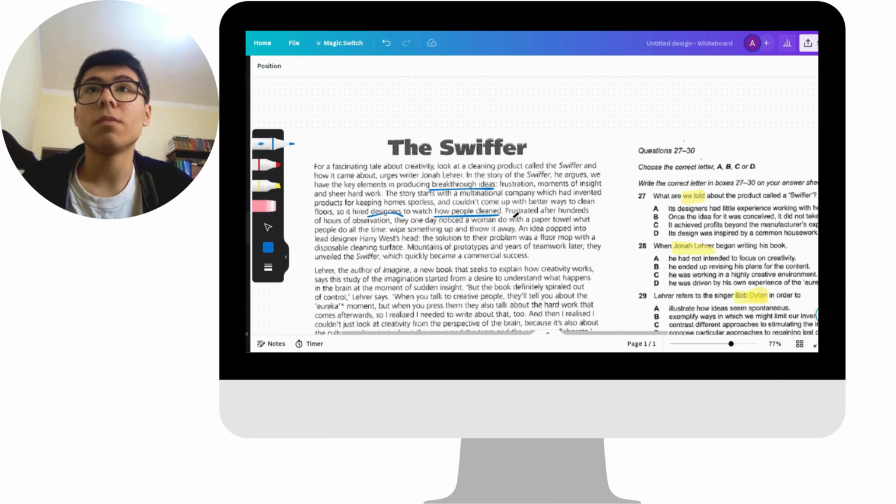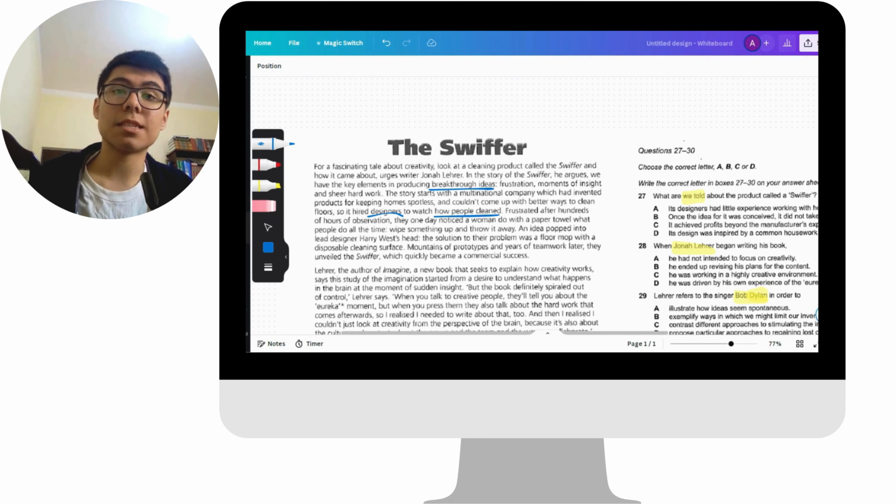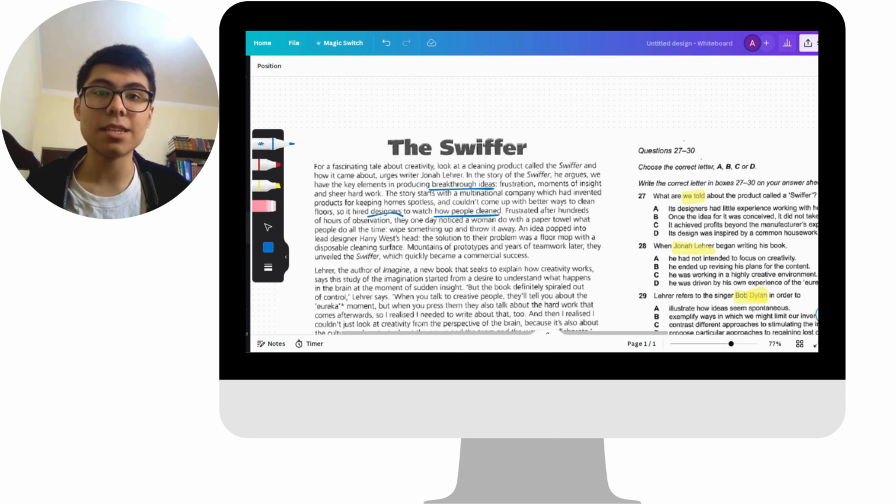So this story, the story of Swiffer, starts off with a multinational company, and what that company had done was inventing products for keeping people's homes clean. And because they didn't have really good ideas, what they did was observe how people clean.